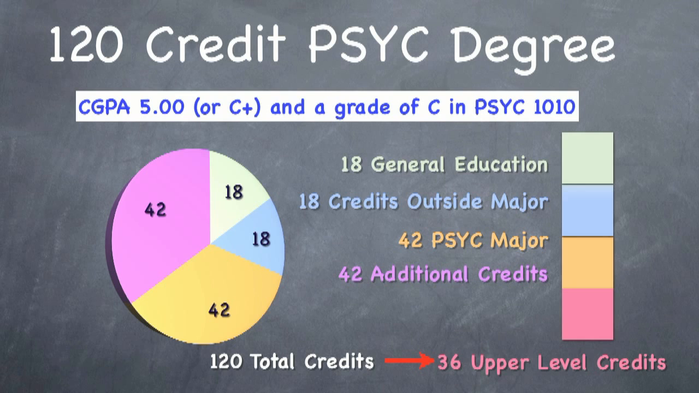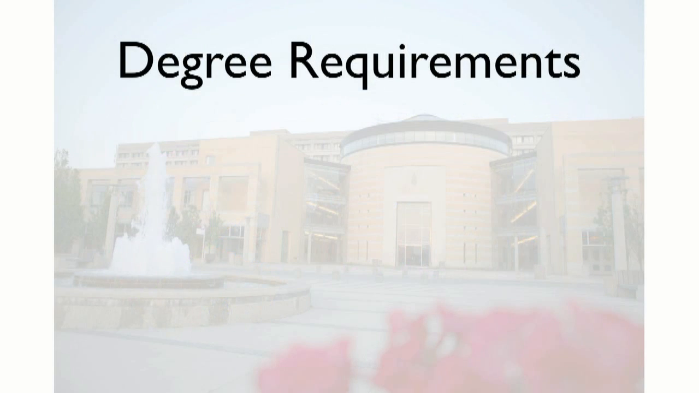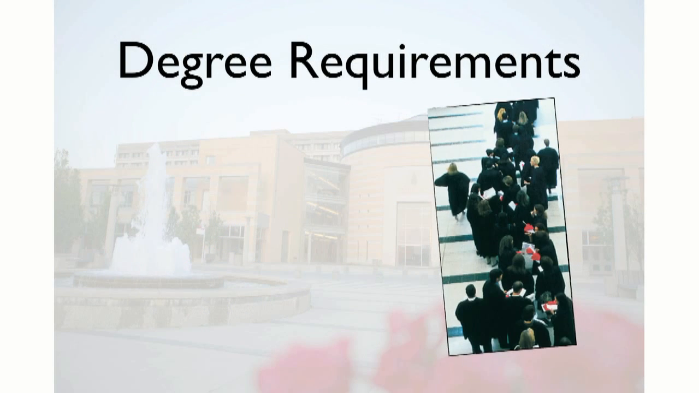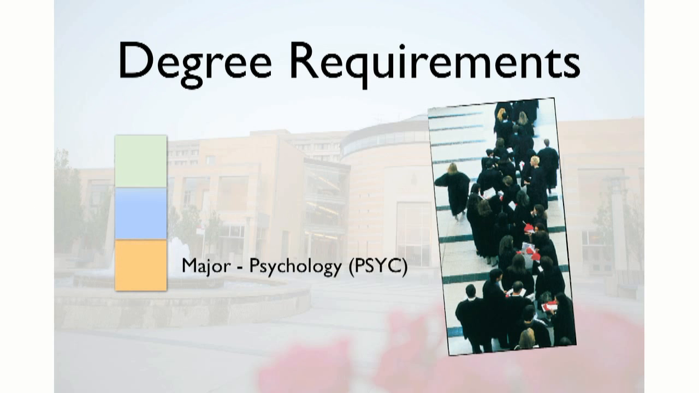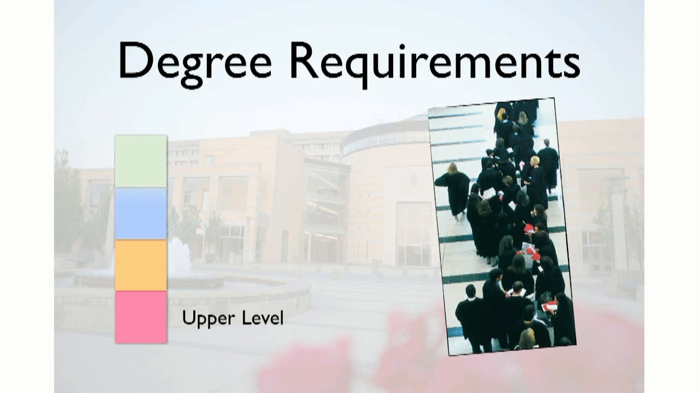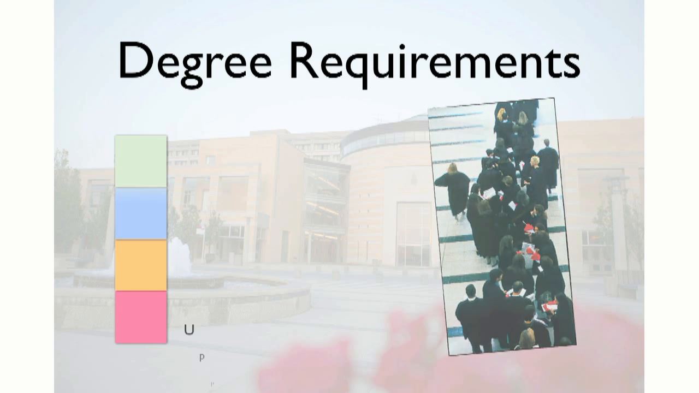Here is the visual representation of your degree. We will review this chart again at the end of the presentation. The main components of a BA degree include general education requirements, courses taken outside of the major requirements, in your case psychology courses, and upper level requirements. Now let's examine each of these components more carefully.